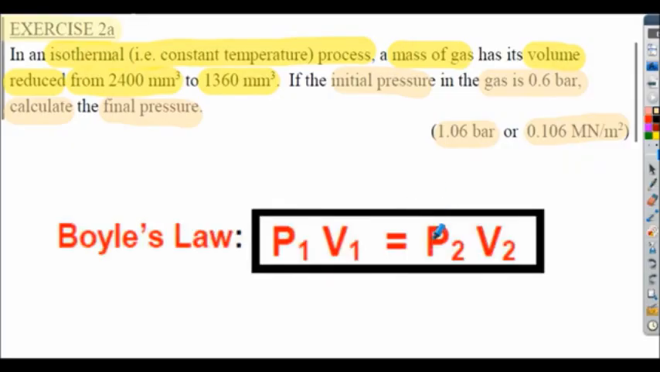So this time we need to rearrange the equation to find P2. I'd encourage you to stop the presentation and attempt exercise 2A, but the full worked solution is shown on the following slide.